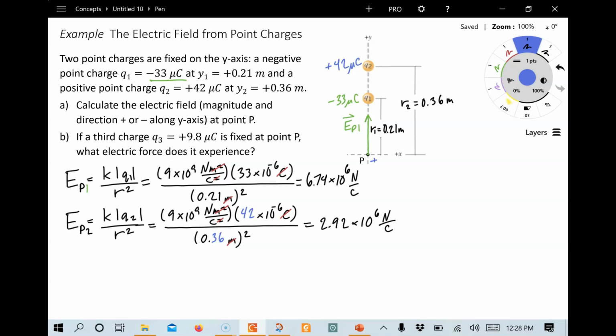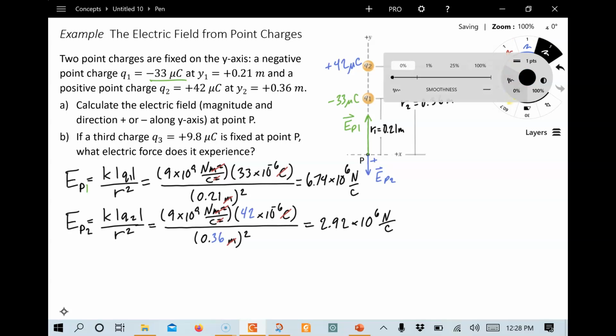And it's about a little less than half the length of the other one. So draw it about like this. The electric field at point P caused by source charge 2. Now we need to go ahead and add up these electric fields to get the net electric field.